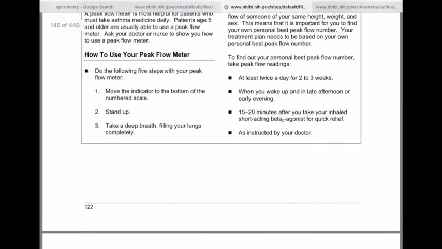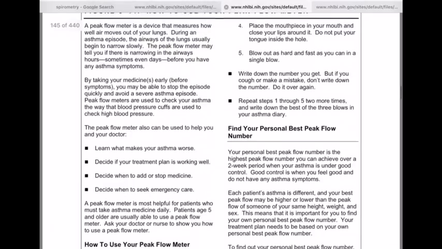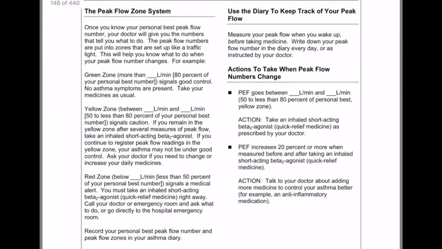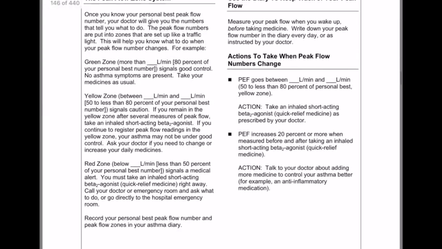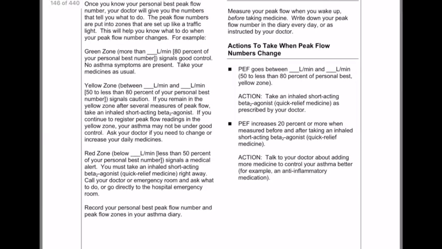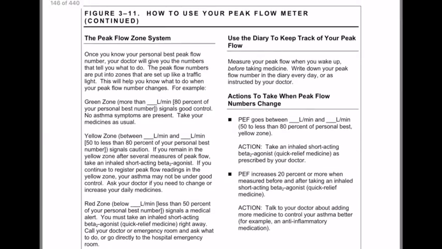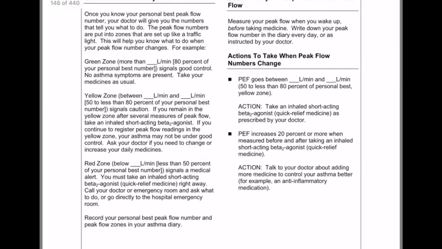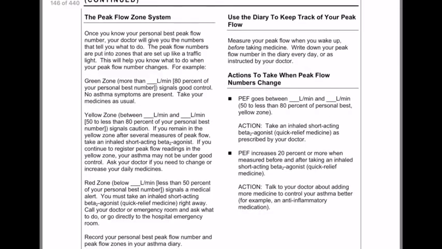Basically, it's important that the indicators at the bottom of the scale, we'll go over this in class Friday when I have the actual peak flow meter with me. And again, I'll have a YouTube video posted on Canvas under the asthma module that you can watch. And it tells you what to do for the green, yellow, and red zones, and what action to take there.